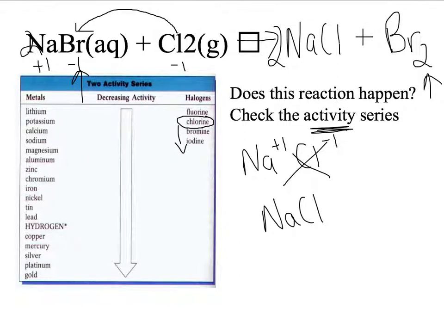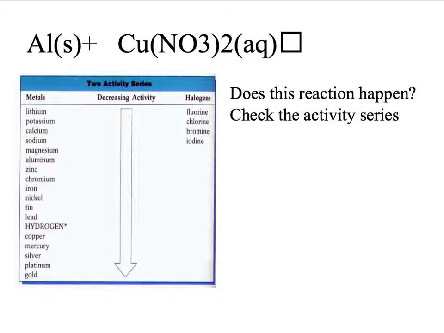Awesome. Here we go again. Now we have aluminum plus copper nitrate. Aluminum is by itself, and aluminum is a metal, copper is a metal, so aluminum's goal would be to replace copper. Let's see if it really happens. We look on the activity series, and here's aluminum. And here's copper. Aluminum is higher up, so that means this will happen.